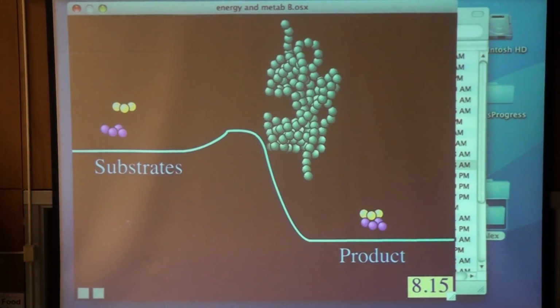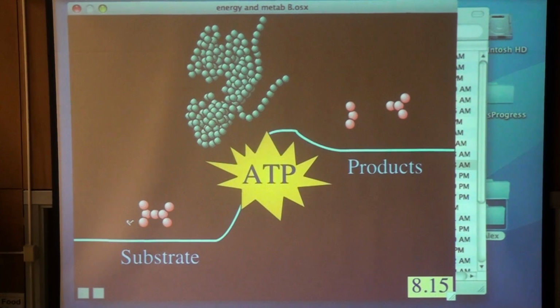All right, well, just to review, enzymes speed up spontaneous reactions by just lowering the activation energy, and enzymes will help out non-spontaneous reactions also by lowering the activation energy, but you still have to put energy into a non-spontaneous reaction for it to occur.